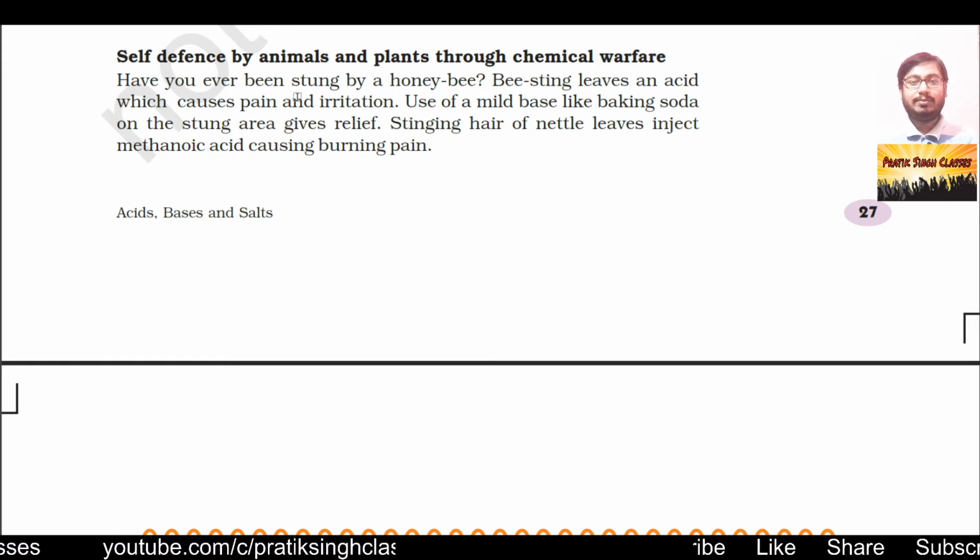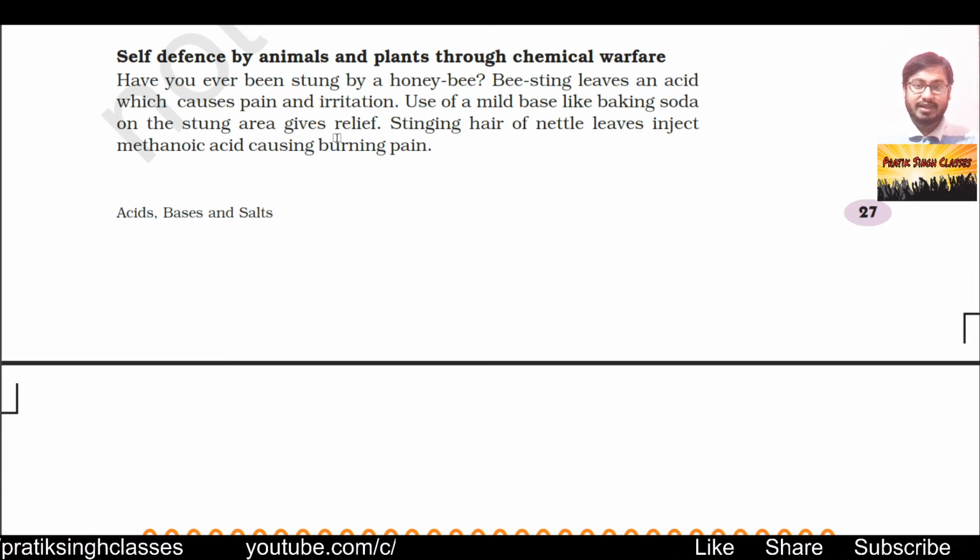Have you ever been stung by a honeybee? I have once, and it's too painful. A bee sting leaves an acid which causes pain and irritation, and swelling happens in that area. Use of a mild base like baking soda on the stung area gives relief. If you sprinkle some baking soda in that area, it will give you relief, because baking soda is basic in nature and the bee sting is acidic, so both react and neutralize each other. The stinging hair of nettle leaves injects methanoic acid, causing burning pain.